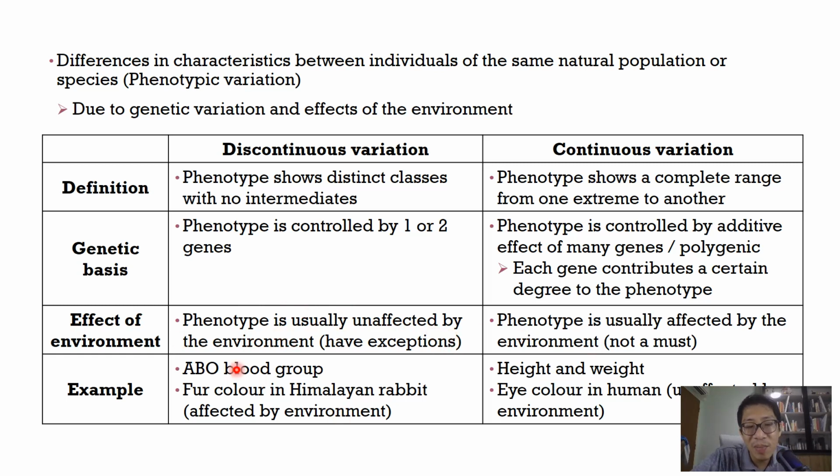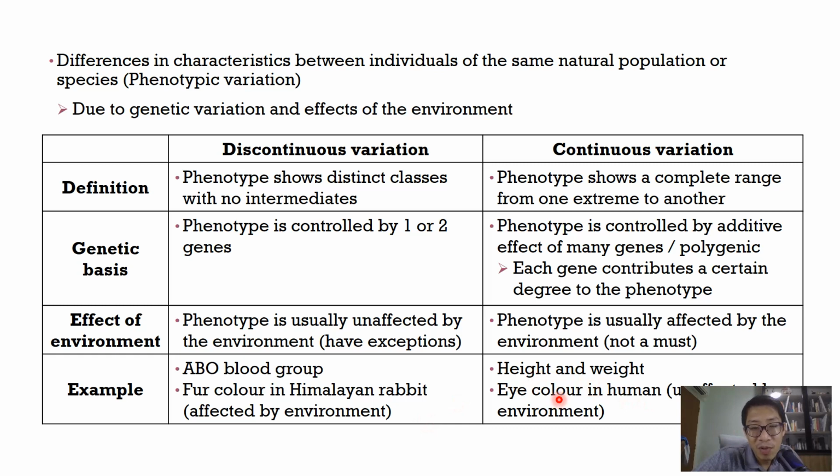Some examples for the discontinuous variation: we have the blood group, ABO. So you have either blood group A, blood group B, blood group AB, or blood group O. There's no in between, no intermediates. And the fur color in the Himalayan rabbit as well: you either have the white color or the black color in the different parts of the body, but you don't get shades of black, for example. So distinct classes. And this is an example that's affected by the environment. If you recall, it's affected by temperature.